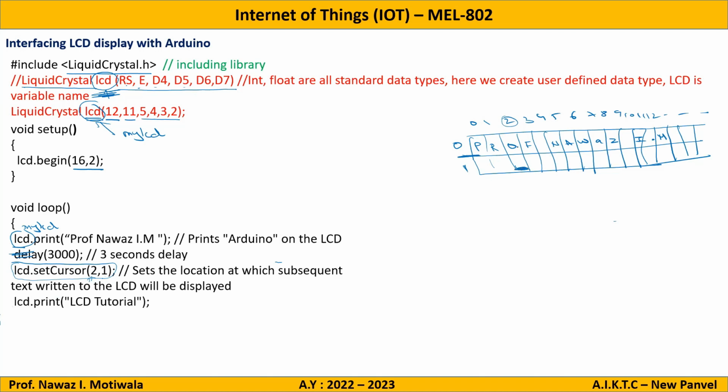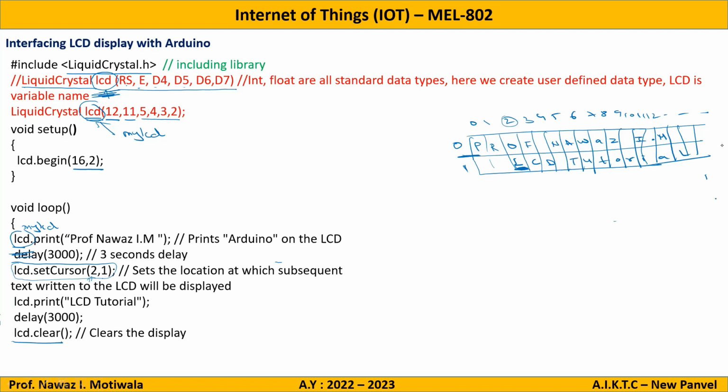Now let us say I am writing lcd.print LCD tutorial. It will start printing from here: LCD, and then tutorial. So this kind of display will come. Wherever you set the cursor, from there it will start writing. If you don't set the cursor, it will by default start from 0,0. Okay, next line I am giving delay(3000). That means for 3 seconds this will also be displayed. Next line, lcd.clear. This statement will clear the LCD.